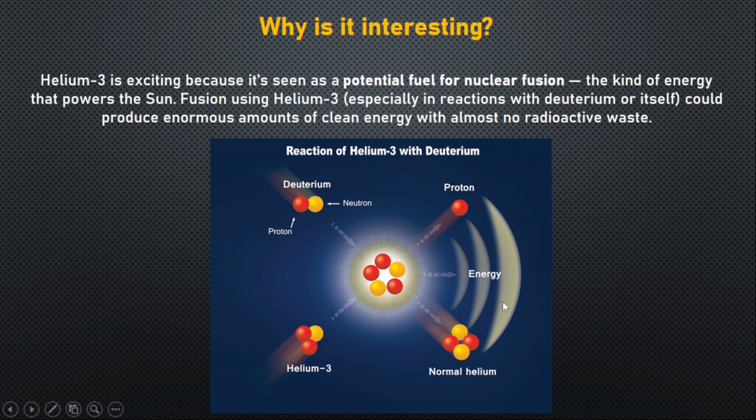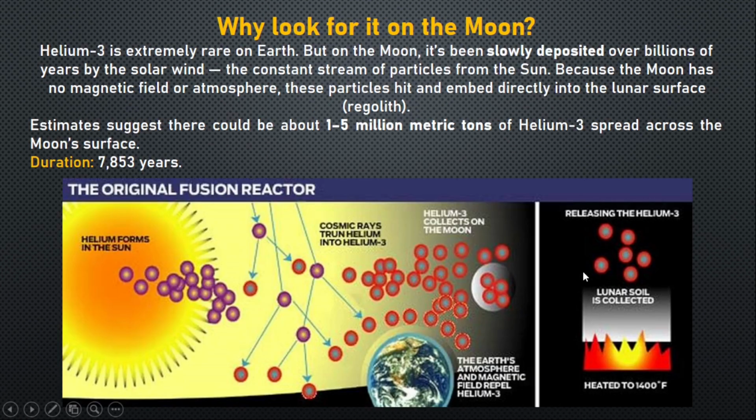This is the process through which the sun generates its own energy, through nuclear fusion. The whole thing about nuclear fusion is that it gives more energy than nuclear fission, and also there's no nuclear waste. So fusion using helium-3 could produce an enormous amount of clean energy with almost no radioactive waste, like I said before. That is why everybody is crazy about it.